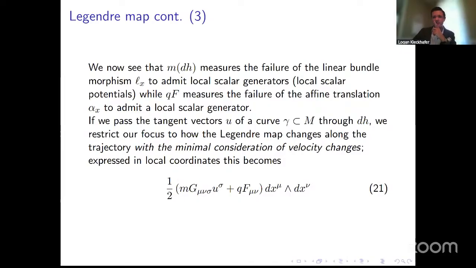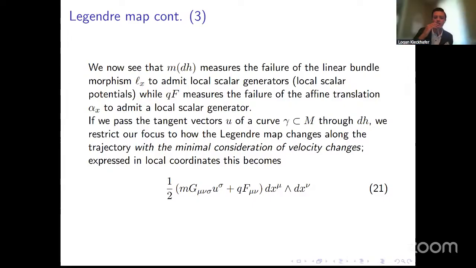The important part is the physical interpretation of this. The mathematics is just for the formalism and making sure everything is rigorous, but that's not actually what we're interested in, obviously. But mdH measures the failure of this morphism, where L sub x is how we associate the kinetic part of the Legendre transform, to have a scalar potential, and qF is the failure of the electromagnetic potential to have a scalar generator. Both of which have scalar generator?